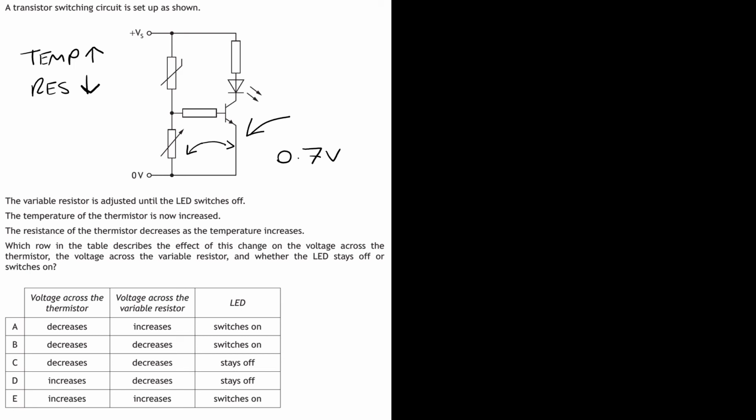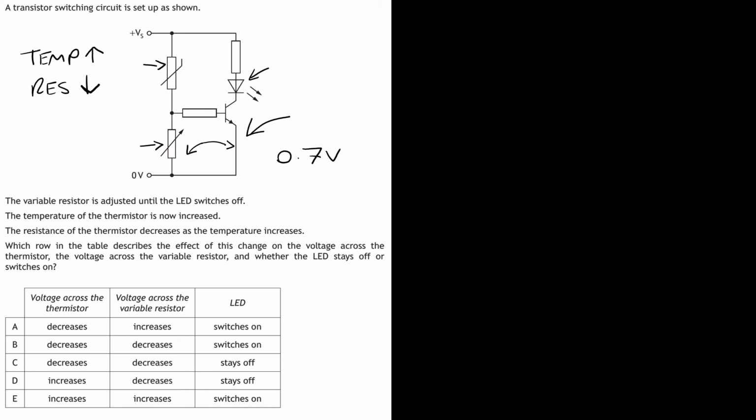Which row in the table describes the effect of this change on the voltage across the thermistor? That's this one here. The voltage across the variable resistor, that's one there. And whether the LED stays off or switches on. This is our LED, our light emitting diode. The light emitting diode will only produce light if current's flowing through the transistor to it. The transistor will only switch on if it has enough voltage.